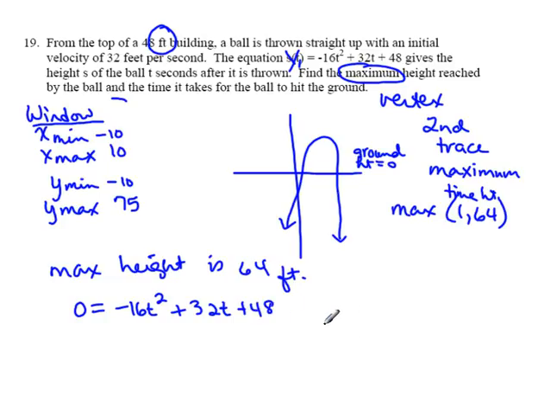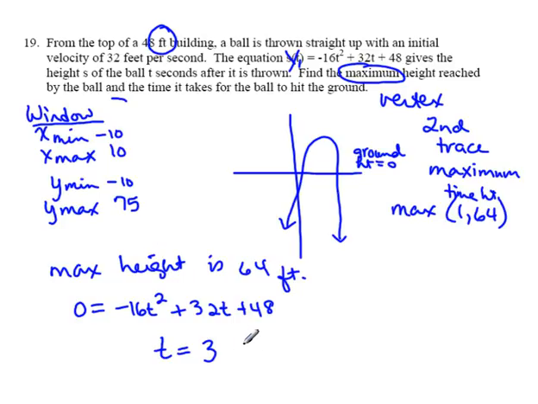Okay, we could solve this by completing the square. You could try to solve it by factoring. You could try to solve it a number of ways. You could also use your calculator if you knew how to do that. So when I solve this equation, I get that t equals 3 seconds.